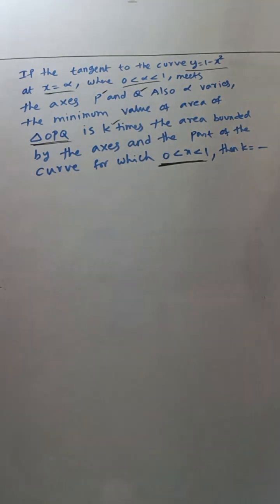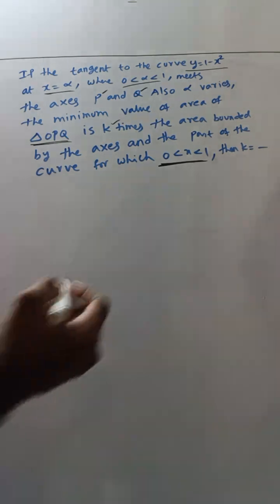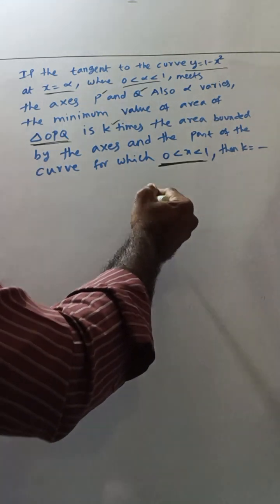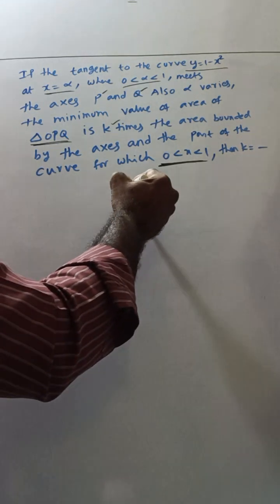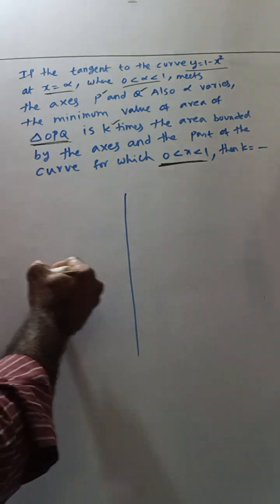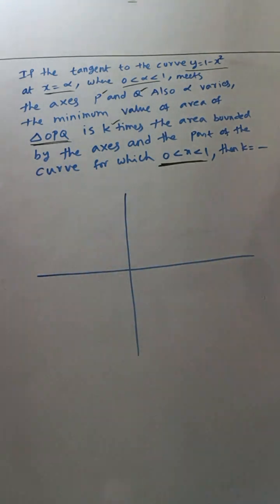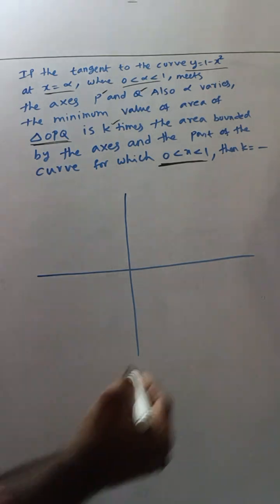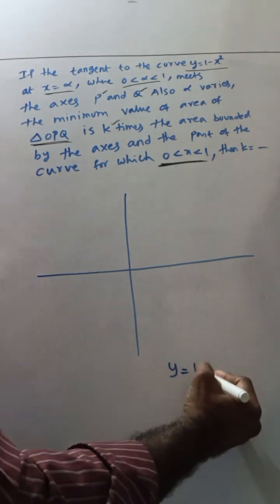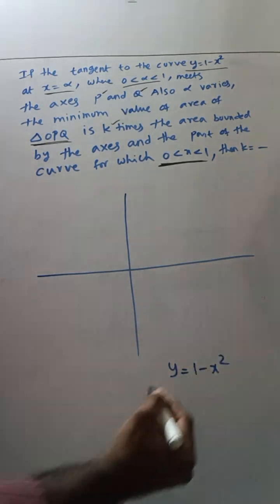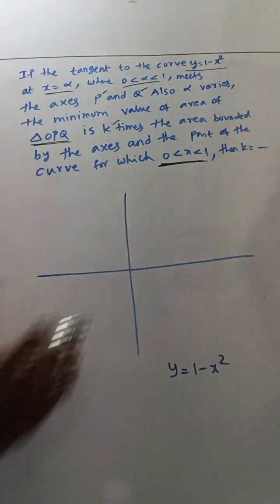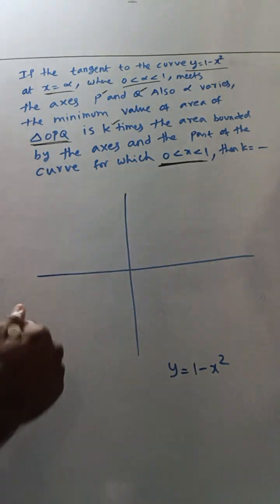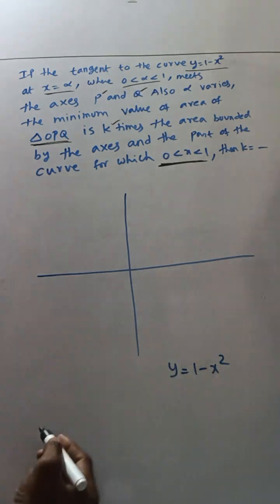So first let me draw the graph here so that you can understand very clearly. So you can see the graph here. This is the x-axis and y-axis. Y equal to 1 minus x square, remember, always should draw the graph easily. This is a parabola, we know this. It comes as a reverse, downwards parabola because minus x square is there.